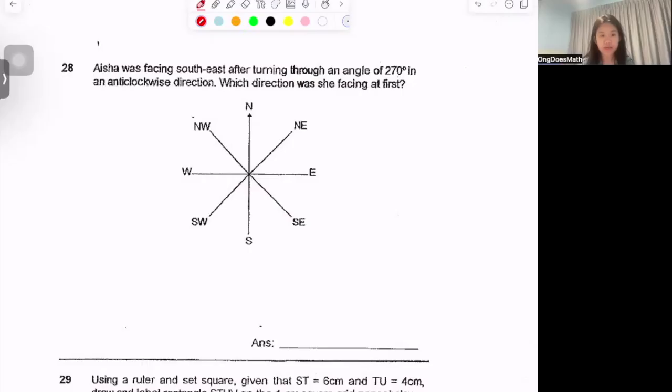Aisha was facing southeast after turning through an angle of 270 degrees in an anti-clockwise direction. Which direction was she facing at first? So she ended up facing here southeast. So SE stands for southeast. So this is where she ended up after turning 270 degrees in anti-clockwise direction. So when we want to find out where was she facing originally, we need to reverse what she did. So since she turned anti-clockwise, to reverse her action, we will have to turn clockwise. And clockwise is here. This is anti-clockwise, which is not what we want.